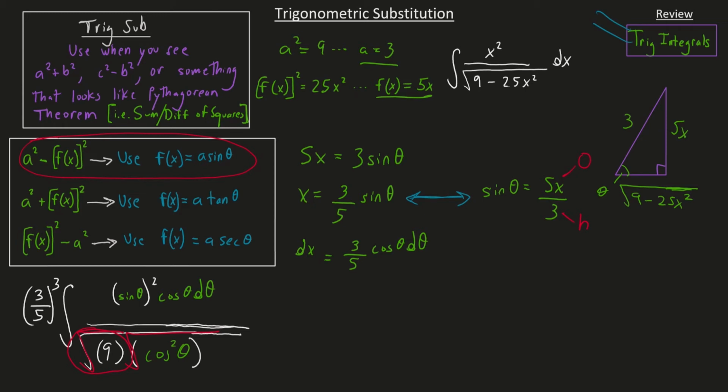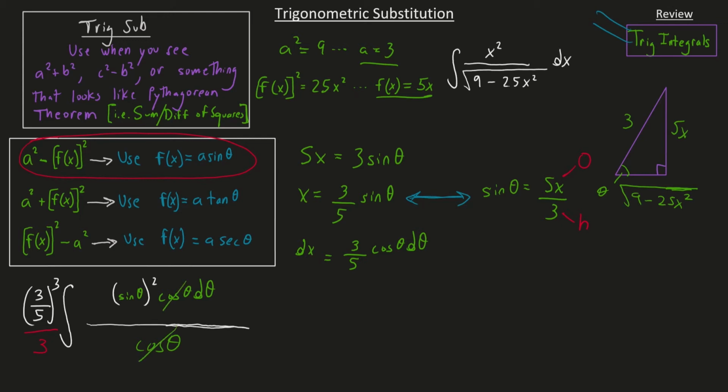The integral expression, because it's in the denominator, will have a divide by 3 out here. And if I do the radical of that cosine squared of theta, I'll just end up with a cosine. So that denominator cleans itself out pretty nicely. And of course, this cosine and this cosine cancel.